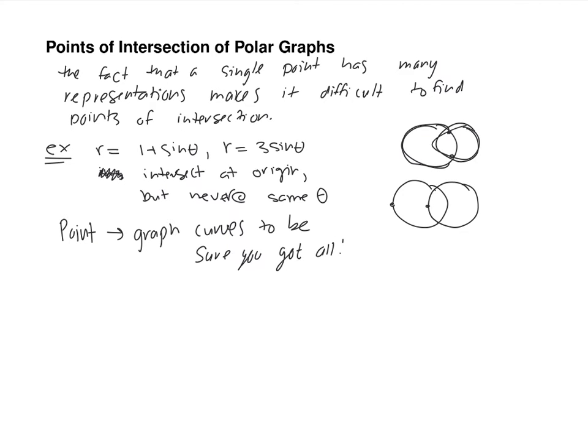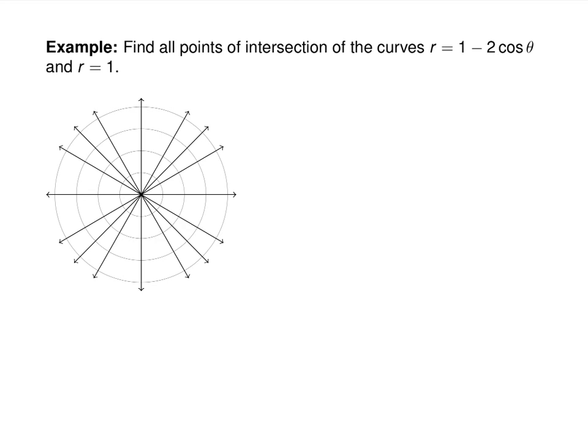And so let's do that. Find the points of intersection of the curve r equals 1 minus 2 cosine of theta and r equals 1. So r equals 1 is easy. Let's get that over with and graph it. So there's r equals 1. Now 1 minus 2 cosine theta. There's 2 pi. Here's pi. Negative 2, positive 2, theta, r.